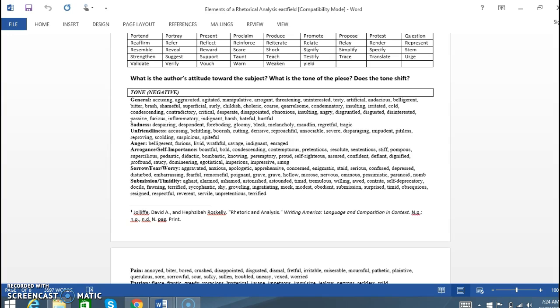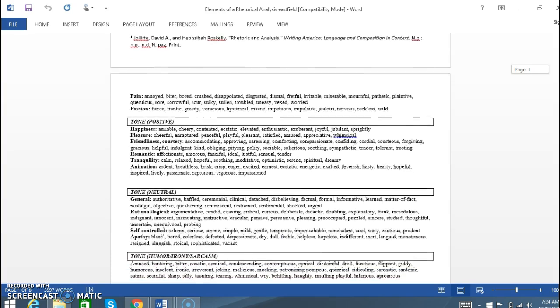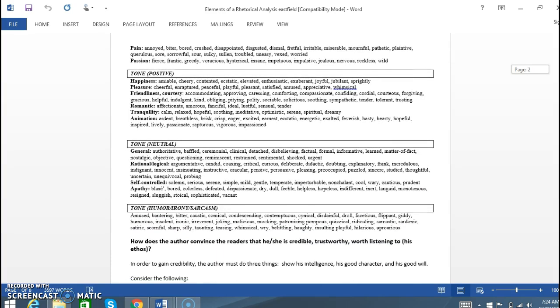And you can use the tone words here to help you with that. And they're categorized by positive, negative, neutral. And you can also use these tone words for emotions. Like if the artwork is trying to elicit certain emotions, you could pull that from here if you're struggling.